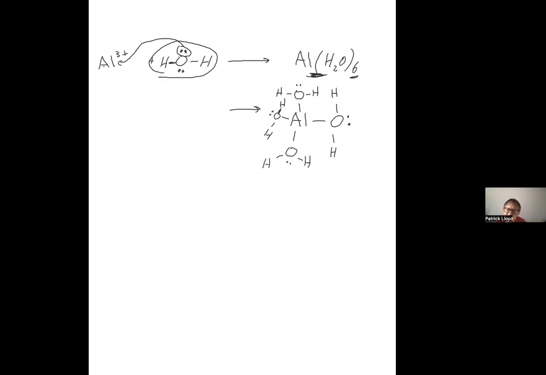The aluminum doesn't have any electrons. It's aluminum plus 3. Remember, aluminum has 3 electrons from its Lewis structure. That's the Lewis dot symbol, again, from chapter 8. But it's aluminum plus 3, so it doesn't have any valence electrons. So that means the bond that got formed between the oxygen and the aluminum came from the oxygen, which came from the water. So this is the Lewis base. And this one's a Lewis acid.